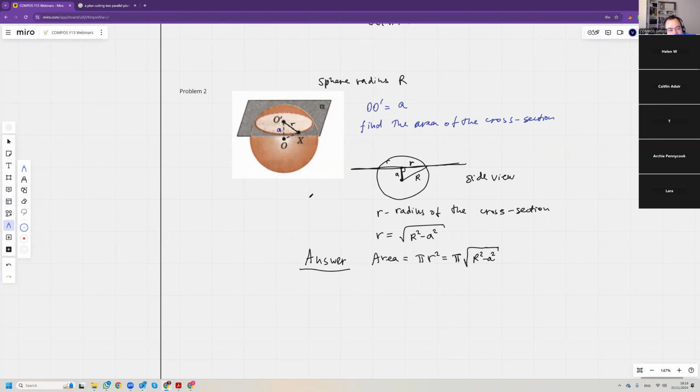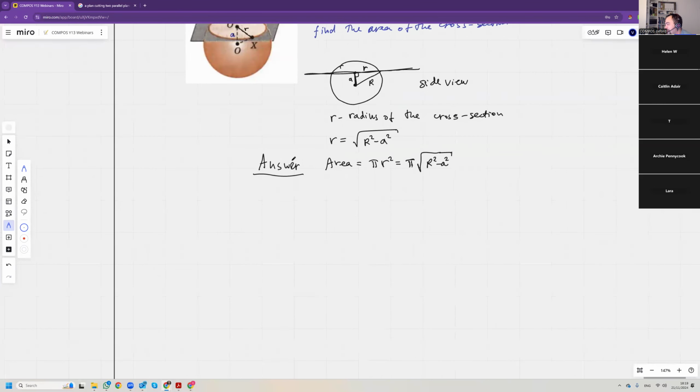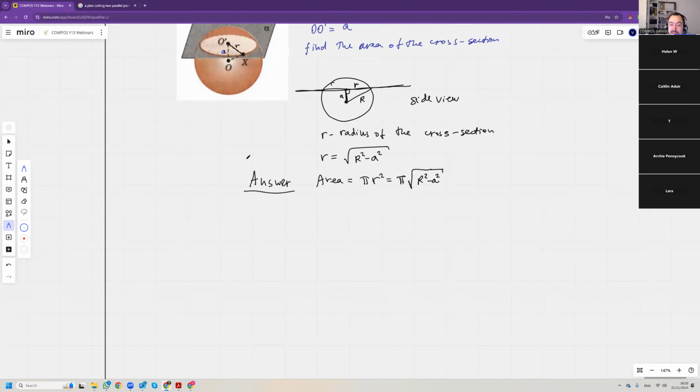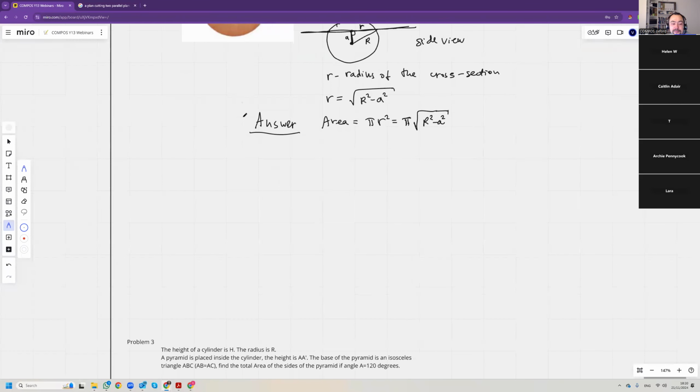And actually, 3D geometry is not that hard. It's just a matter of drawing it, imagining it, and finding a suitable right angle triangle, or at least a triangle. If you can't find a right angle triangle, at least find some triangle.